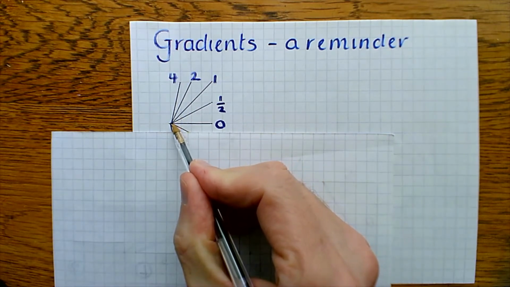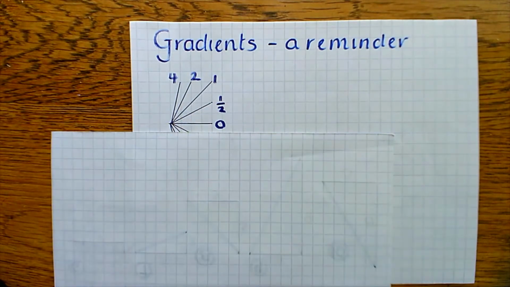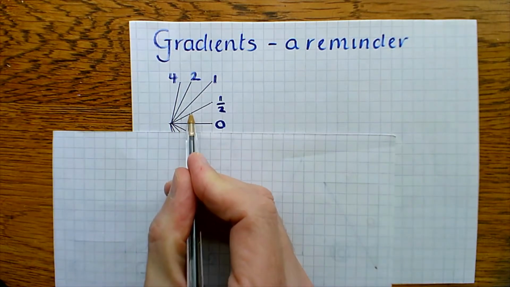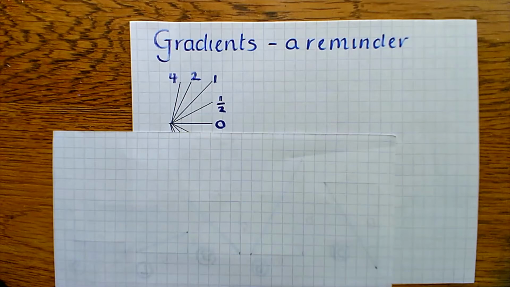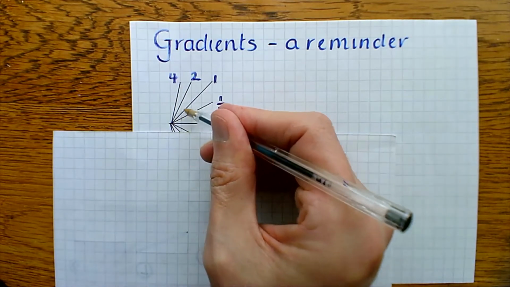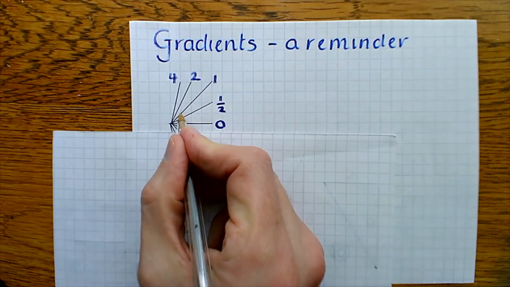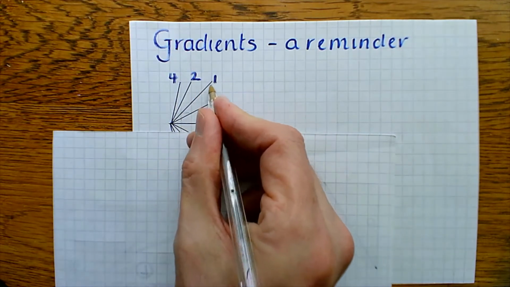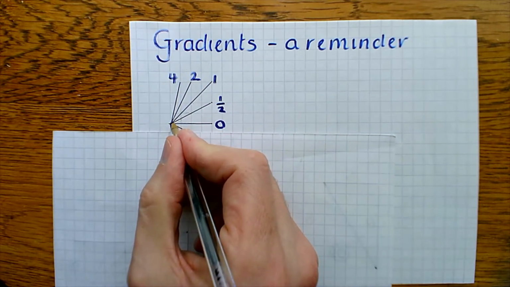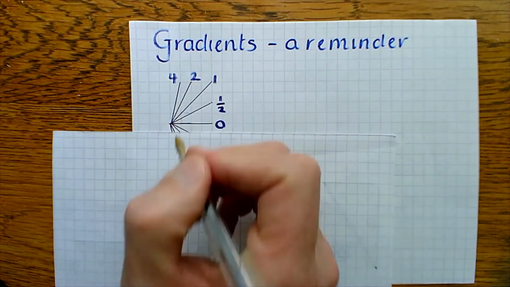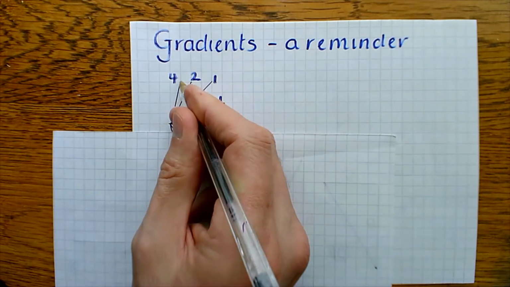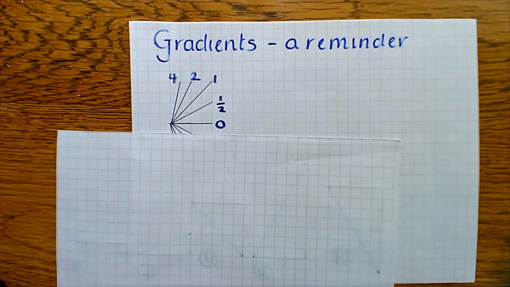Then the next line is 4 boxes along and 2 up. So that's a gradient of a half, because you can see it goes along up half a box for every one along. Then we've got the line that's got the gradient 1, and that of course is at 45 degrees, because for each box it's going along 1, up 1, along 1, up 1, and so on. The line with the gradient of 2 goes 2 along, but 4 up. And the gradient of 4 is steeper still, it goes 1 along, 4 up. So 4 up for every 1 box along.